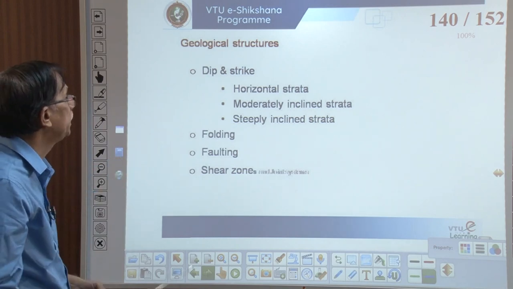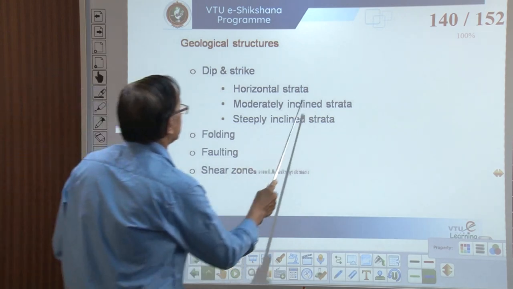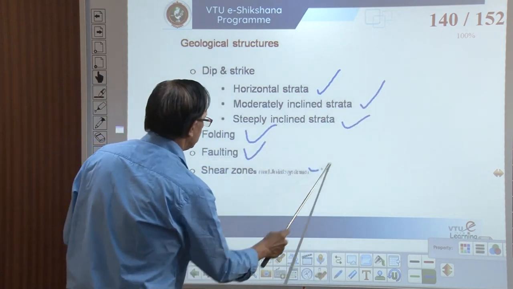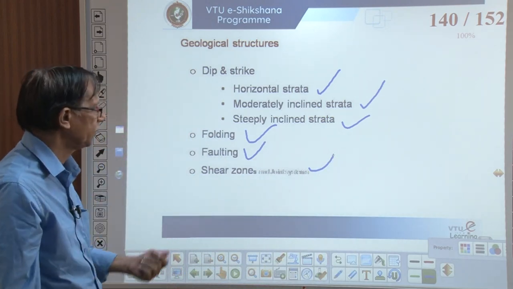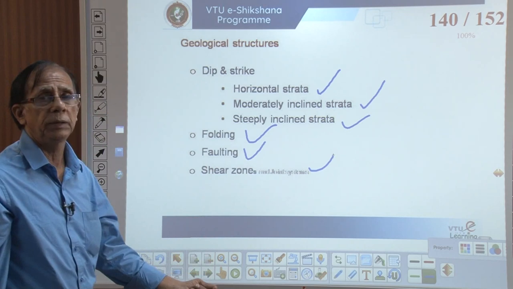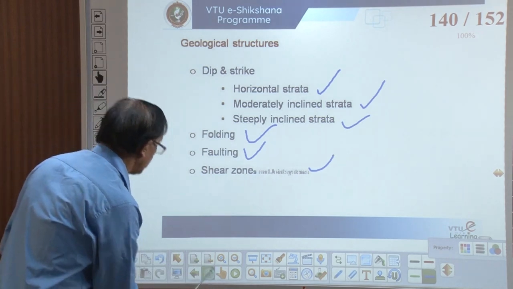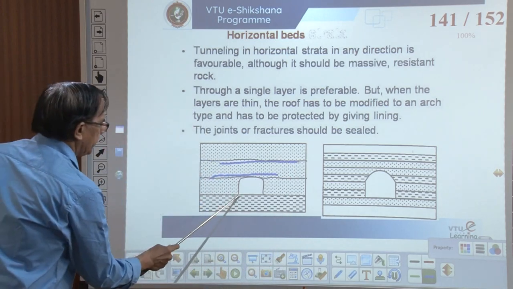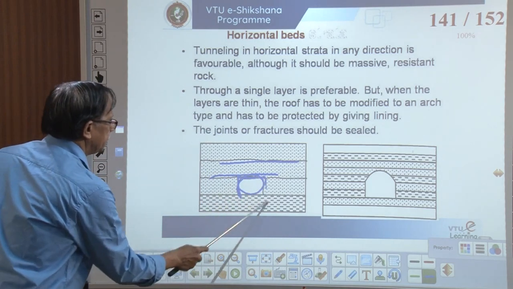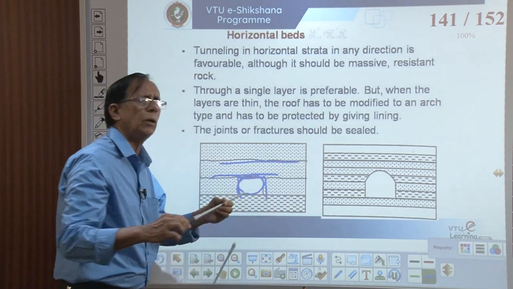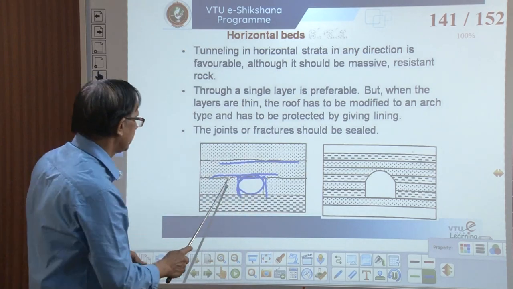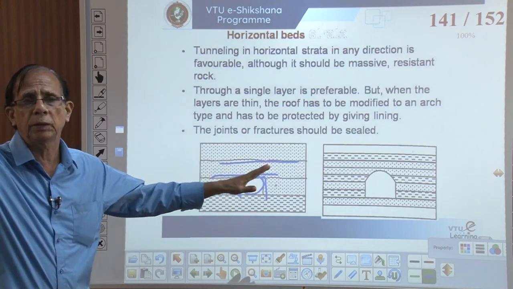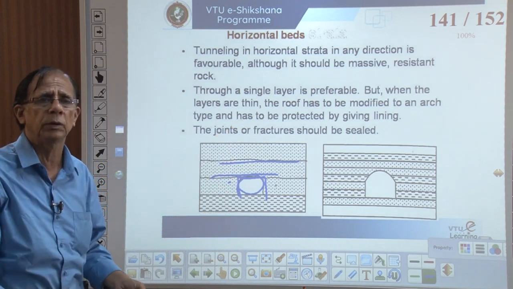Geological structure, as we just said: dip and strike of the beds. Are the beds horizontal, inclined, steeply inclined? Are they folded, faulted, sheared, or with unconformity? Many things affect the stability, and accordingly precautions are required. For example, I have a sedimentary, layered rock, and our tunnel runs through a single rock formation throughout. So long as this rock layer is safe, my tunnel project is safe. With similar conditions all through the length of the tunnel, execution and management become easy.